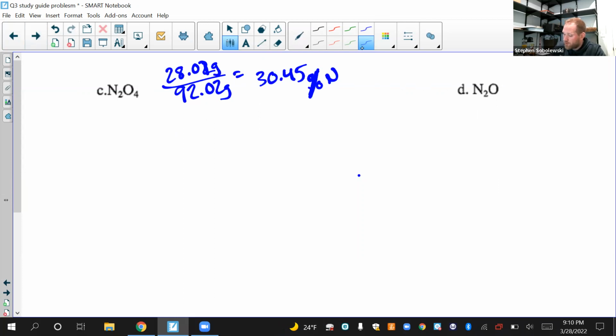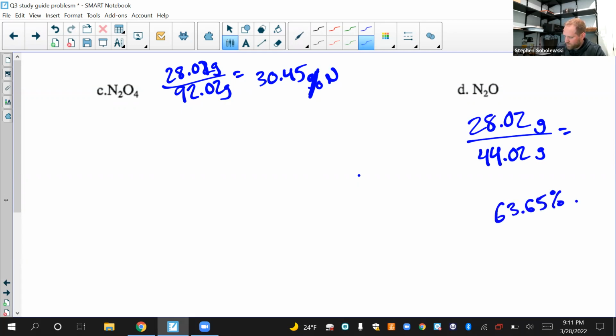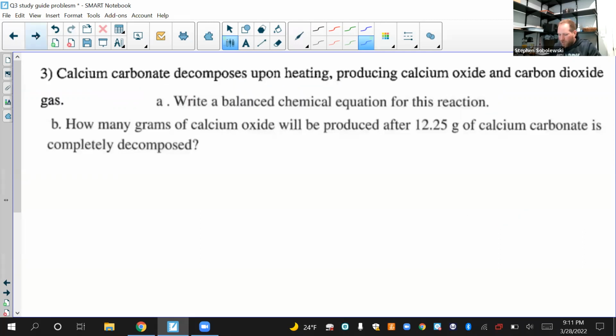Lastly, N2O. The molar mass here is going to be 2 N's, so 14.01 times 2, plus 1 O, 16, is 44.02 grams per mole. We take 2 N's, which is 28.02, and divide that, multiply by 100, 63.65%. All right, so that's really just like practicing your molar masses. All right, on to some real stoich problems.